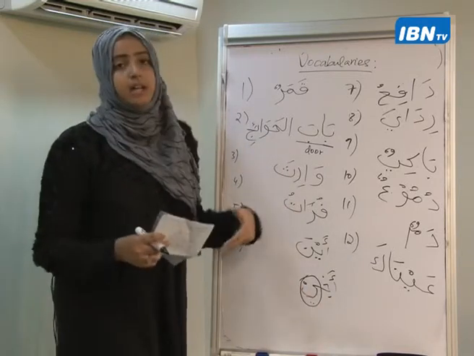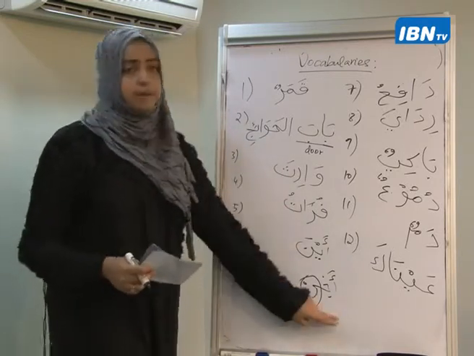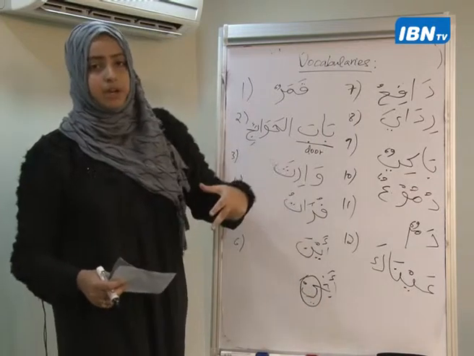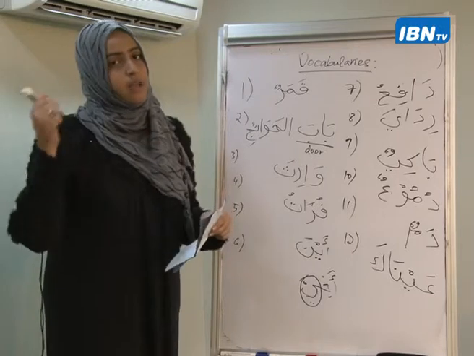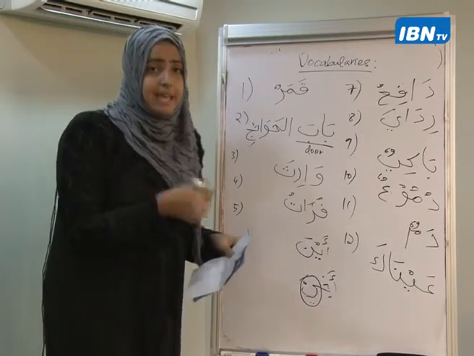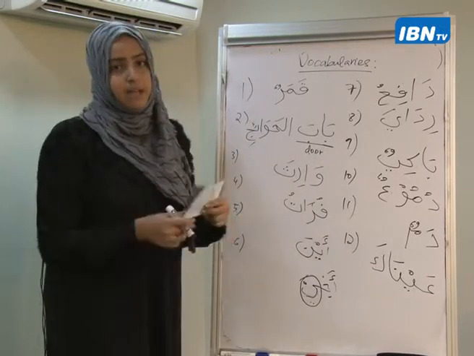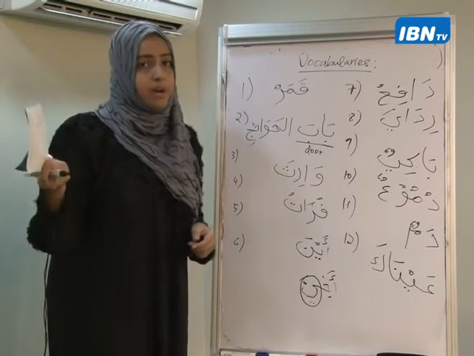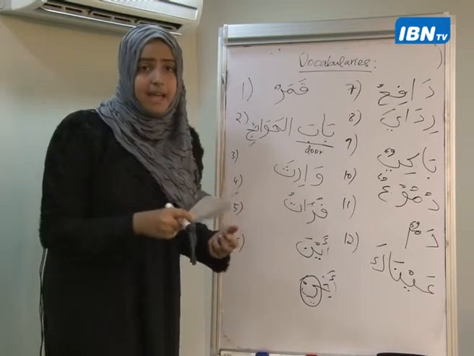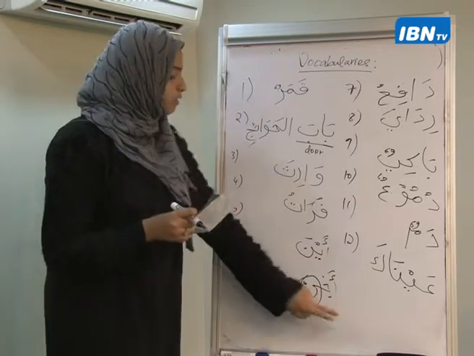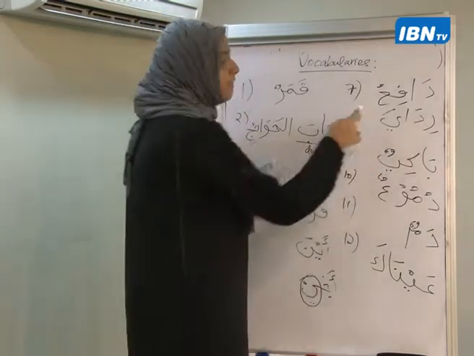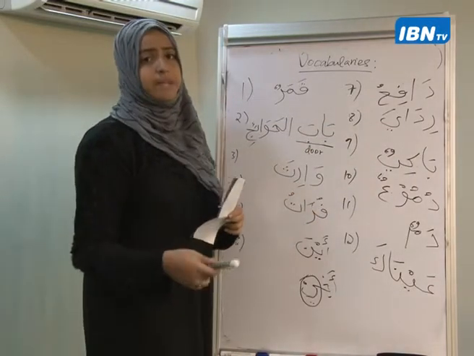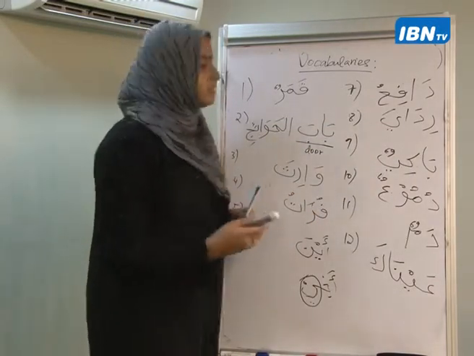For example, akhi, my brother. Akhi comes from akhun. Akhun means brother. But if I say akhi, that is my brother. If I say qalamun, pen. But if I say qalami, adding a ya, that means my pen. If I say waraqun, paper. But if I say waraqi, that is my paper. So we have akhi, my brother. Then we have dafi'u. Dafi'u means protector, the one who protects.